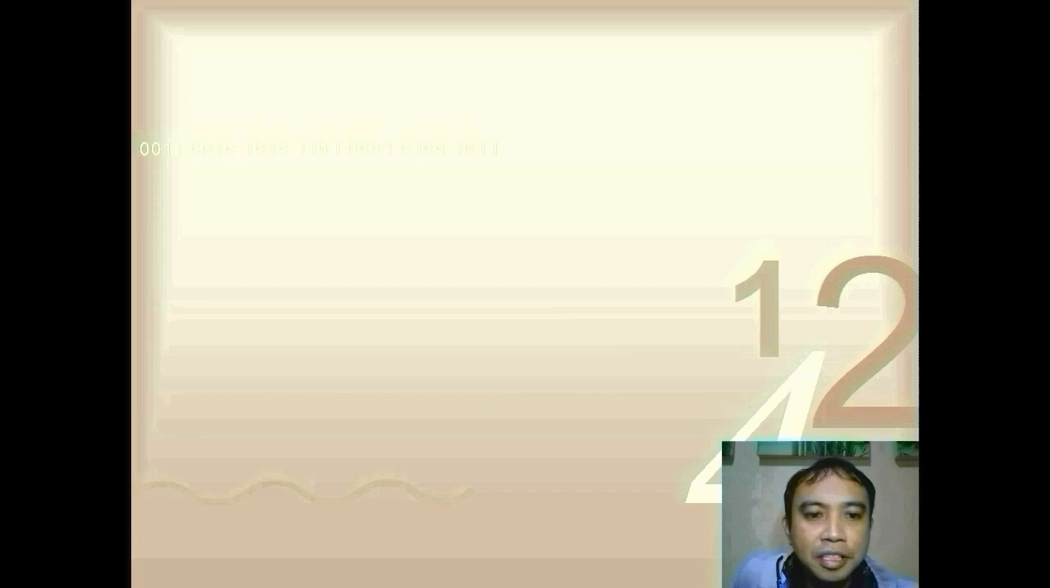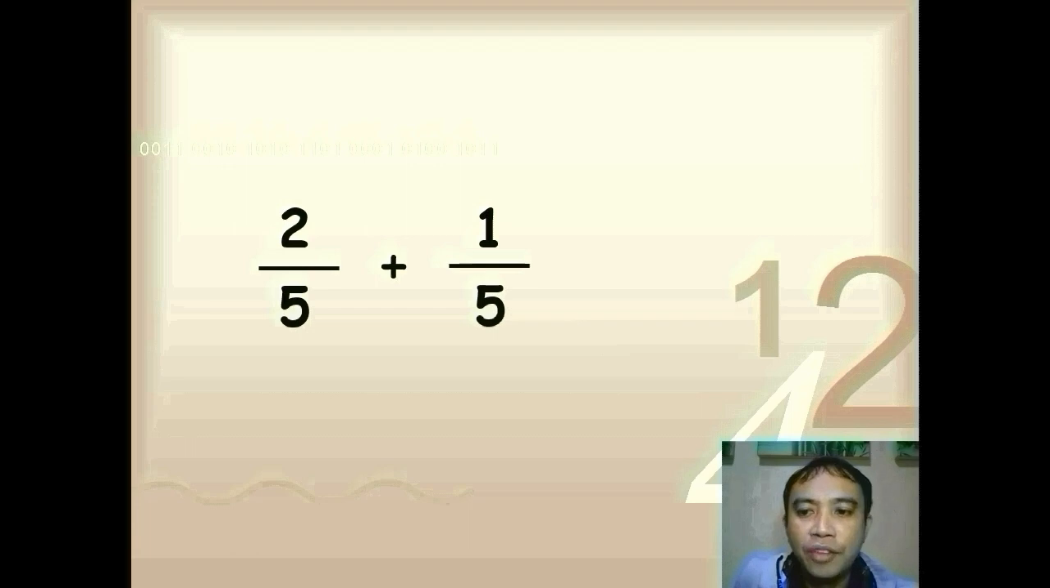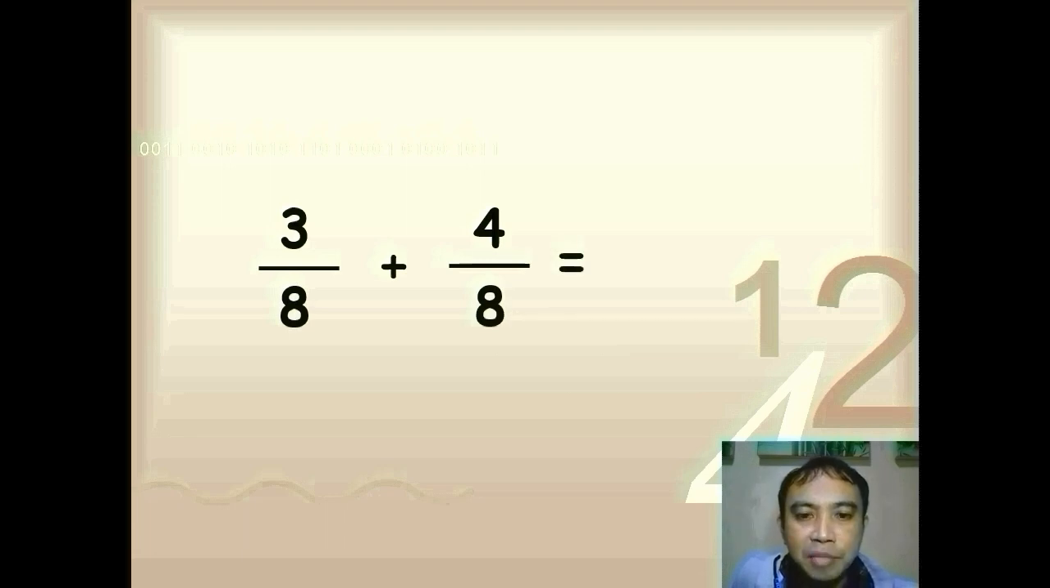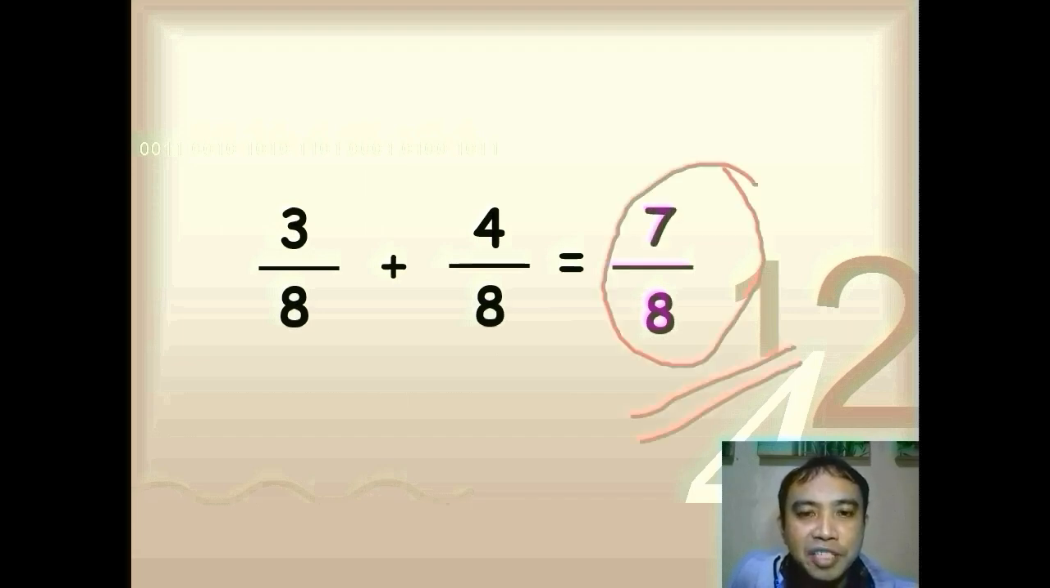Say for example, you have 2 over 5 plus 1 over 5. Since they both have the same denominator, all you have to do is simply add their numerators and then copy the common denominator. So you have 3 over 5. Next example. You have 3 over 8 plus 4 over 8. The same denominator, so simply copy the common denominator, then add the numerators, 3 plus 4, so you have 7. So the answer is 7 over 8.